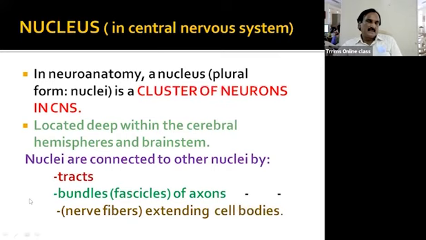So these nuclei in the central nervous system are located deep within the cerebral hemispheres and the brain stem. In the cerebral hemispheres you have the cerebral cortex, and in the brain stem you have the medulla and pons. So the nuclei in the medulla and pons have respiratory control. That's the reason why I'm trying to tell you about this. Nuclei are connected to other nuclei in the form of tracts, the bundles of axons, nerve fibers extending from the cell bodies.